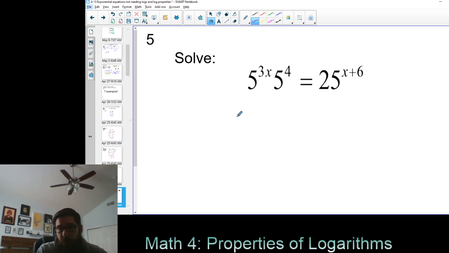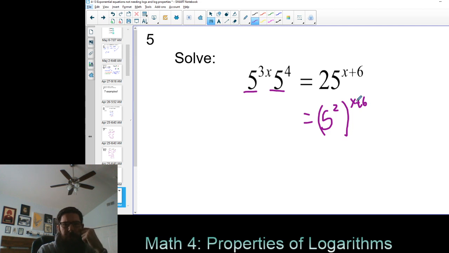All right, more properties of exponents at play here. I'm going to do two things. On the left side, I'm going to do my addition because I'm multiplying things with the same base. I have 5 to the something times 5 to the something. The right side, I'm going to rewrite 25 as 5 squared. So I'm going to go ahead and do the right side first. It's 5 squared raised to the x plus 6.